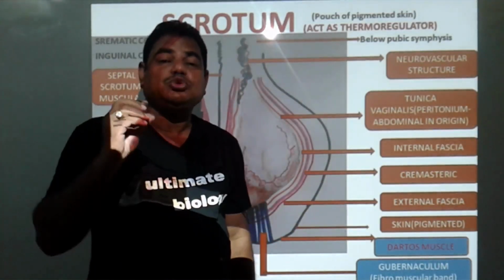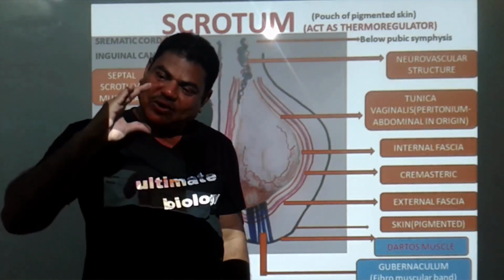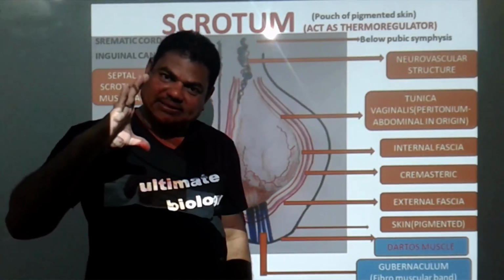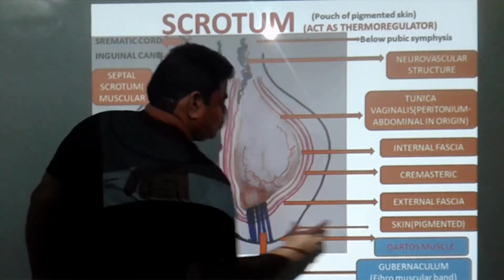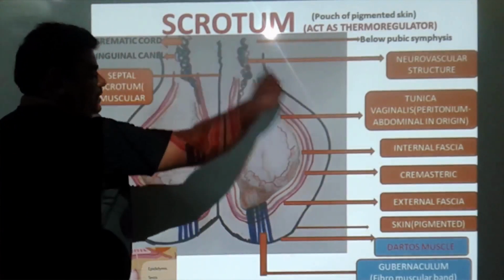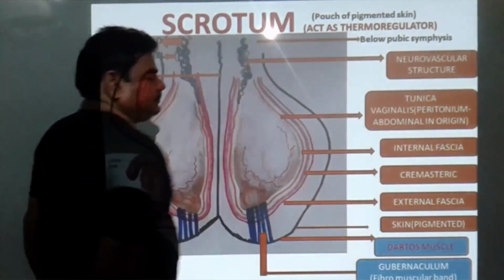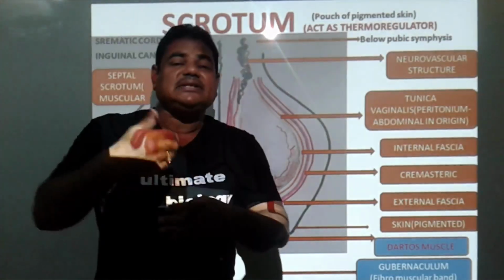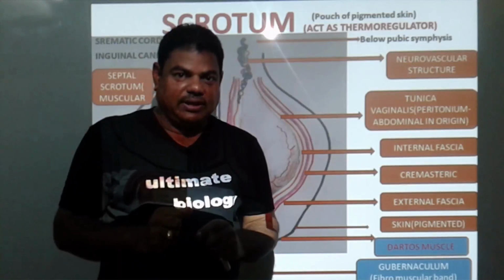Dartos muscles are smooth muscles. They contract and relax like this. And due to the contraction and relaxation of these dartos muscles, the scrotum acts as a thermoregulator in the human body.